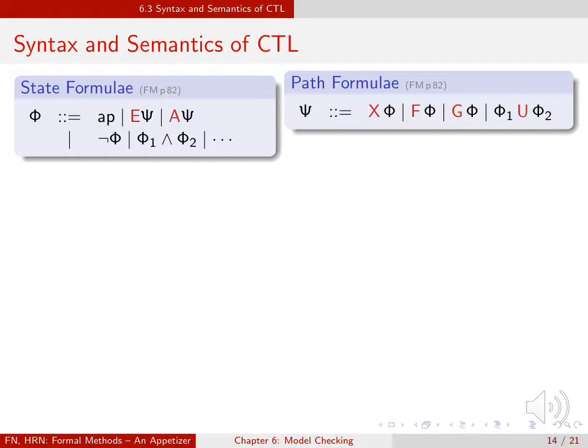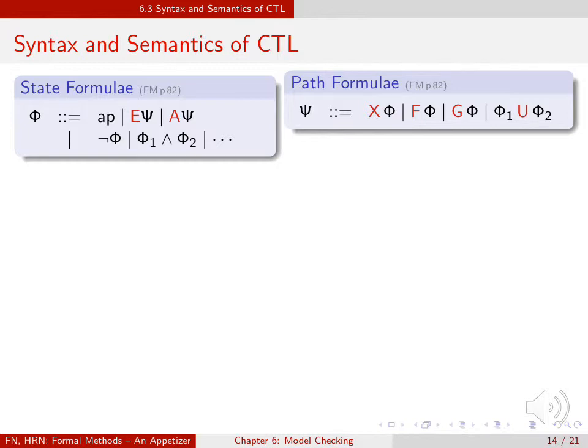And another set of formulae that talk about what holds on paths, and we use the Greek letter psi for that. Looking at the state formulae, the BNF syntax tells us that it can be an atomic proposition. It can be the existence operator of a path that satisfies a path formula psi. Or it can be the all operator saying that for all paths, the path formula psi must hold. It can be the negation of a state formula, a conjunction, and other logical operators applied to it.